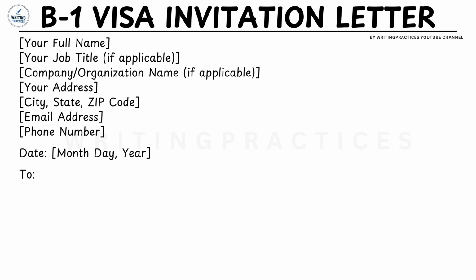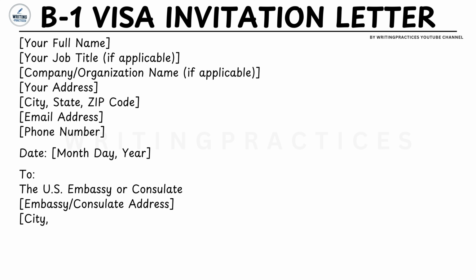Recipient details, addressed to the embassy. Now we move on to the recipient's details. Unlike a personal letter, this one is addressed to the embassy or consulate processing the visa application. So the recipient field should read: To the U.S. Embassy or Consulate, Embassy or consulate address, City, country.